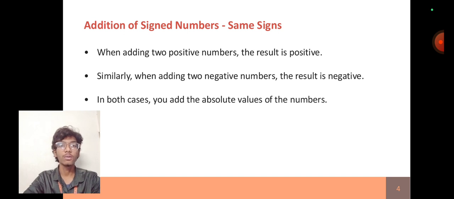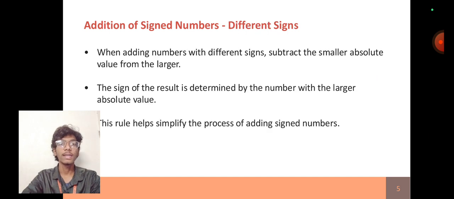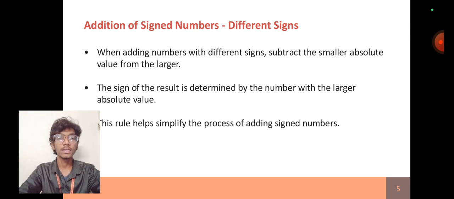When adding two positive numbers, the result is positive. Similarly, when adding two negative numbers, the result is negative. In both cases, you add the absolute values of the numbers. When adding numbers with different signs, subtract the smaller absolute value from the larger. The sign of the result is determined by the number with the larger absolute value. This rule helps simplify the process of adding signed numbers.